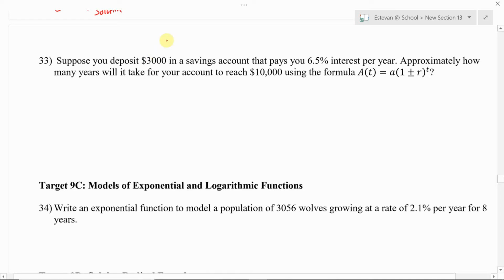All right, so 3,000 represents your initial amount, so that will equal 3,000 times 1. Since we put it in a savings account, that means we're gaining interest, so we're going to do plus. We need to put 6.5% as a rate in decimal form, so it'll be 0.065 raised to the t. We want to get $10,000 in the end, so that will be my final amount. So this will be the setup.